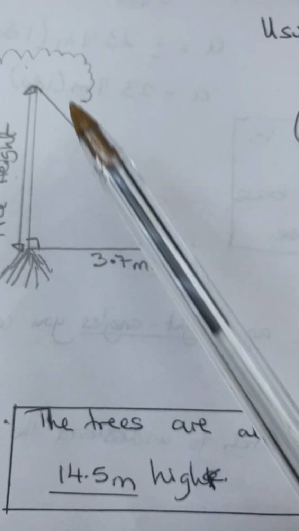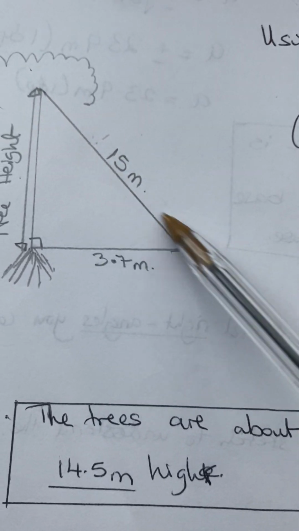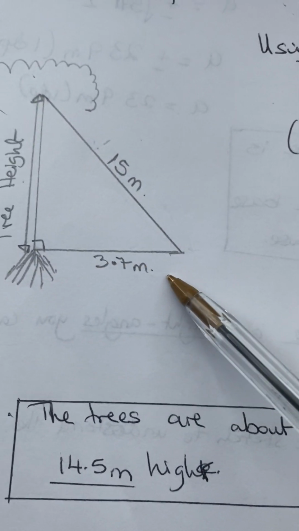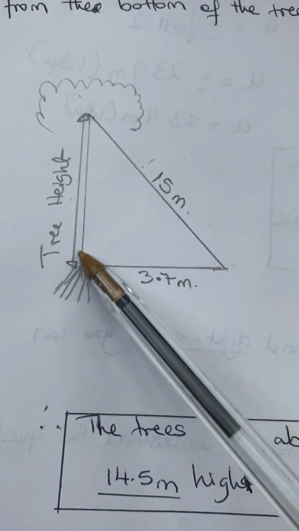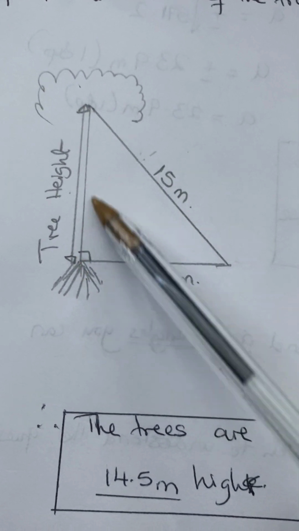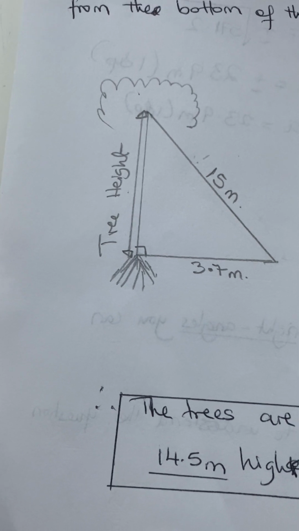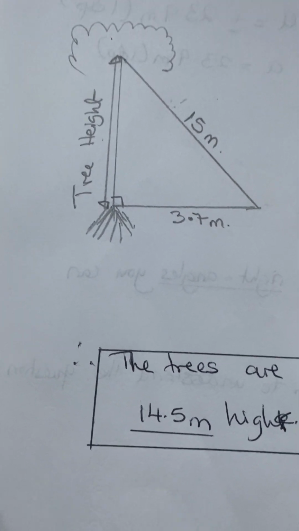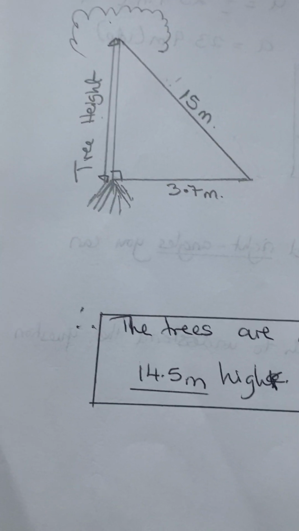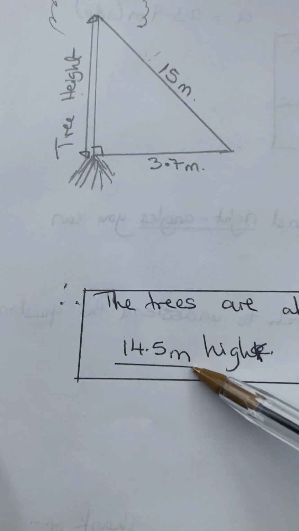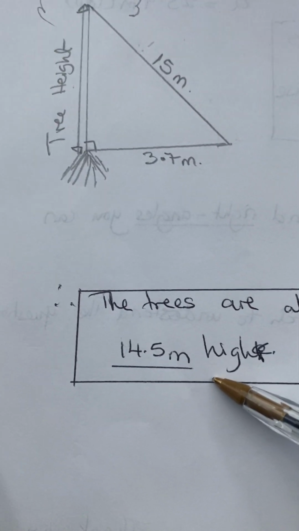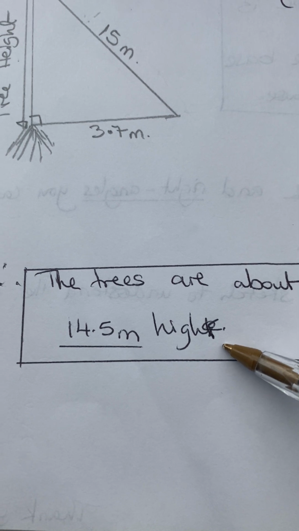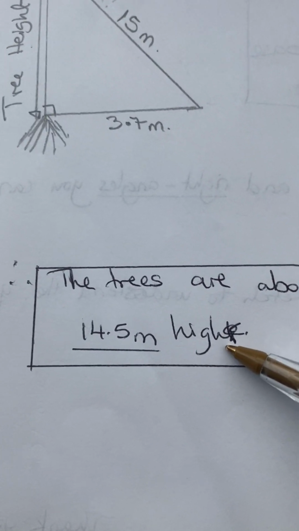So they've calculated the length of the ladder and how far away they need to get it so that they can get a good support to trim down the trees. Okay, so the trees are about 14.5 meters high. That is to 1 decimal place.